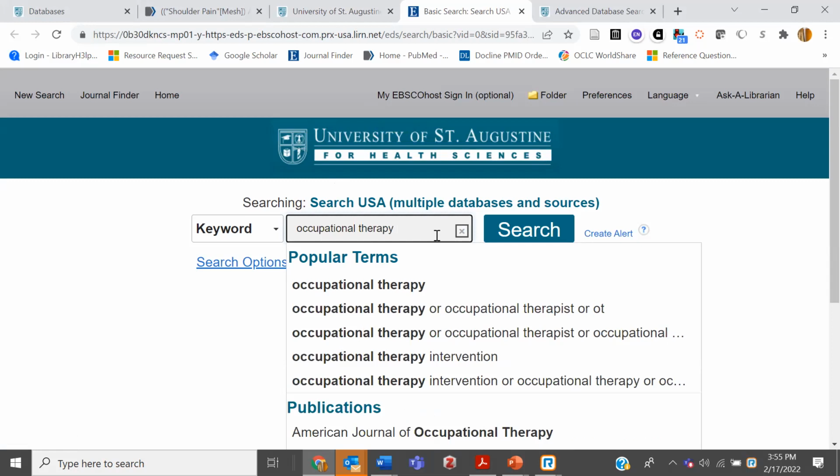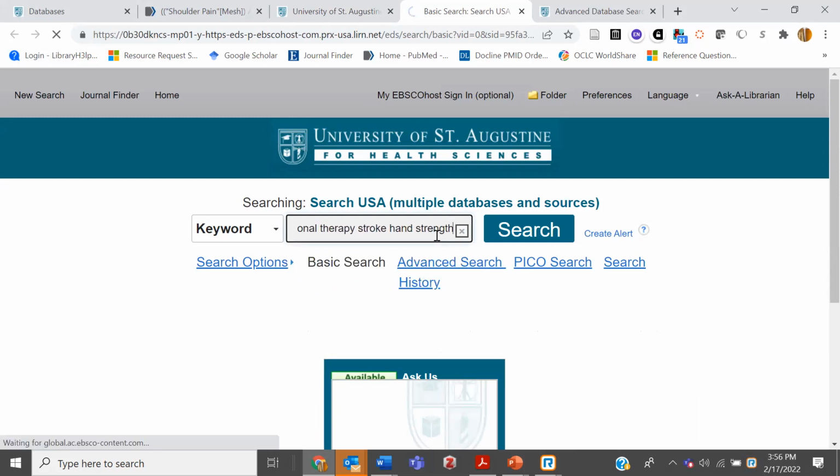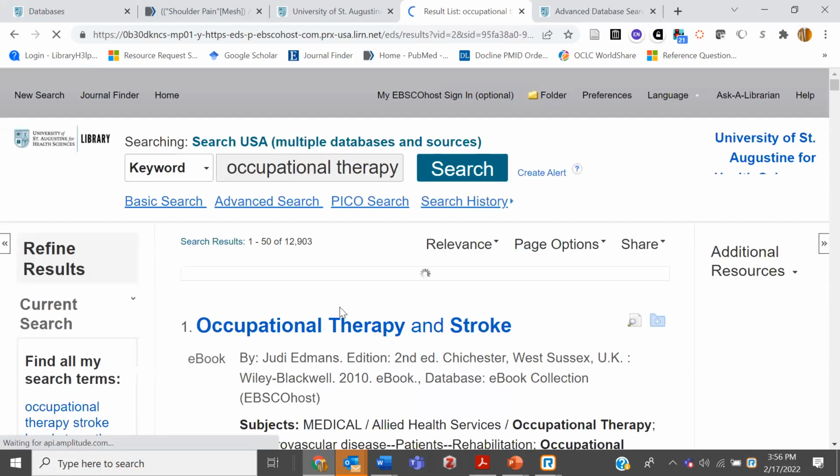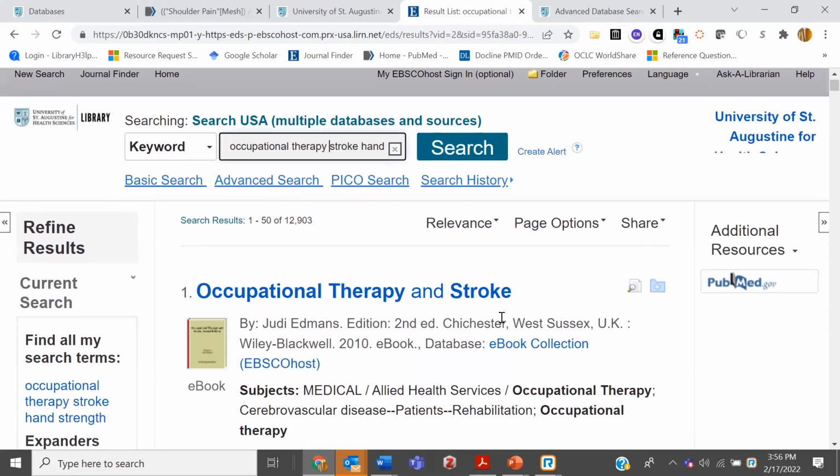Sorry, I'm also struggling with a dysfunctional keyboard here today. So let's say we're looking at stroke patients, and maybe, let's say, hand strength. So we can do that search and get some set of results. But what I want to look at is, let's take the concept of stroke, right?